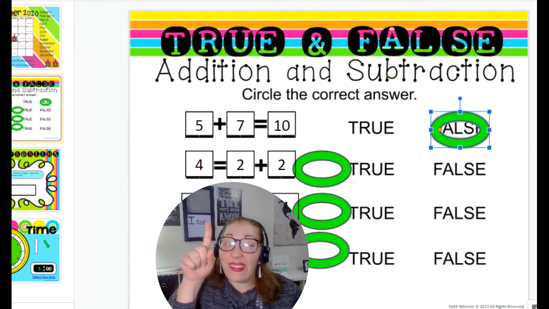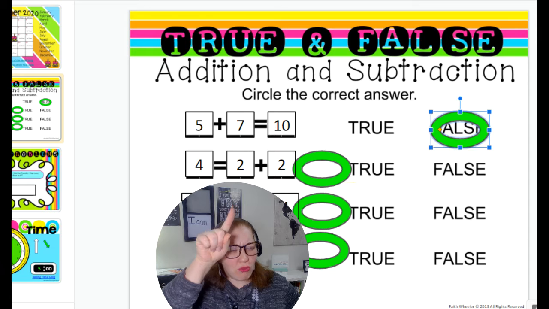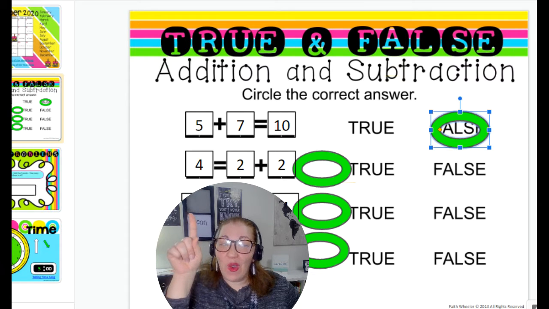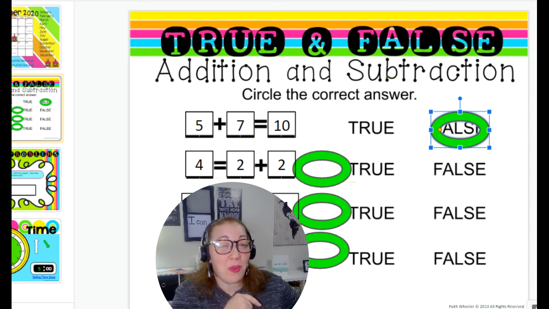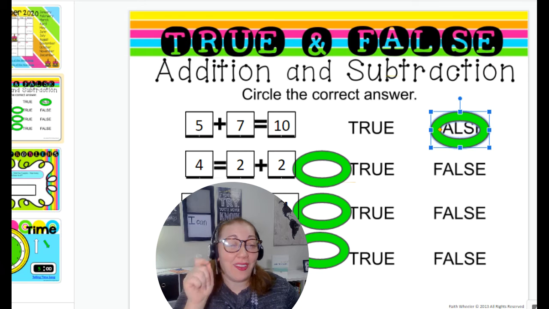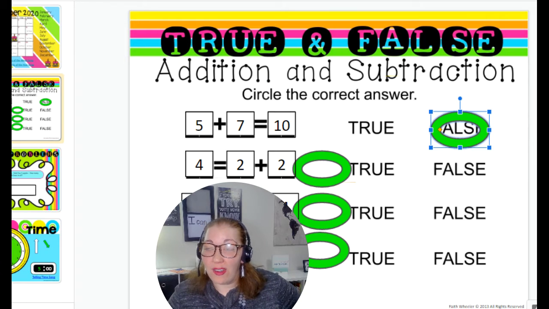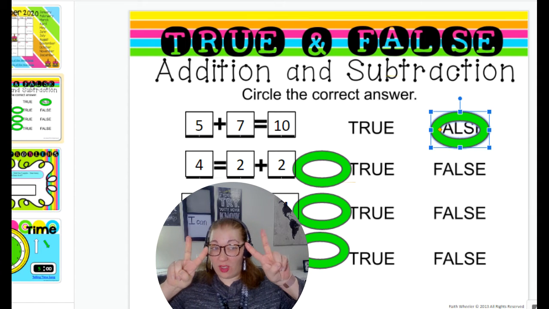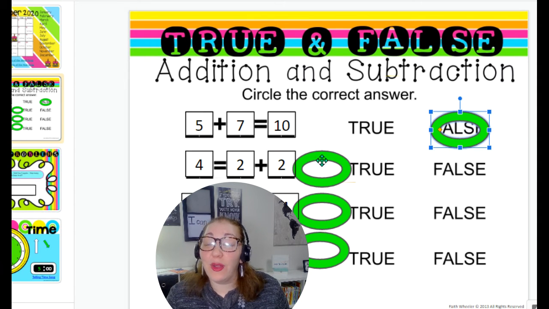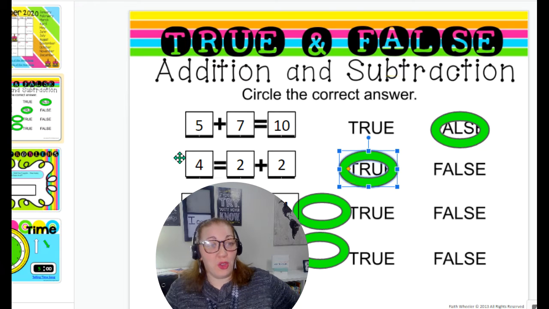Now look at this next one. It's a little tricky. 4 equals 2 plus 2. This one's kind of backwards. They're trying to trick you. But you're in first grade and you are smarter than that. So remember to read it right. So this one we're going to read 2 plus 2 equals 4. 2, 3, 4. Does 2 plus 2 equal 4? It does. So we're going to click once on the green circle and then drag it to true.